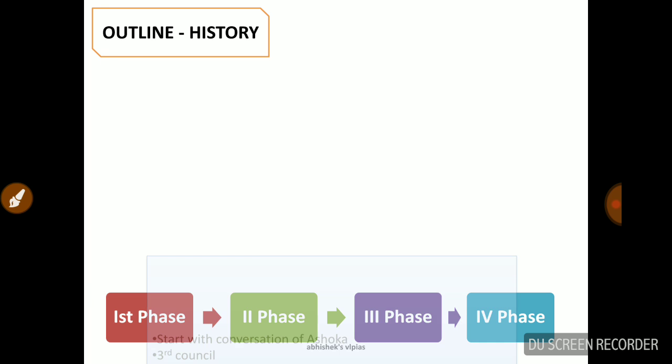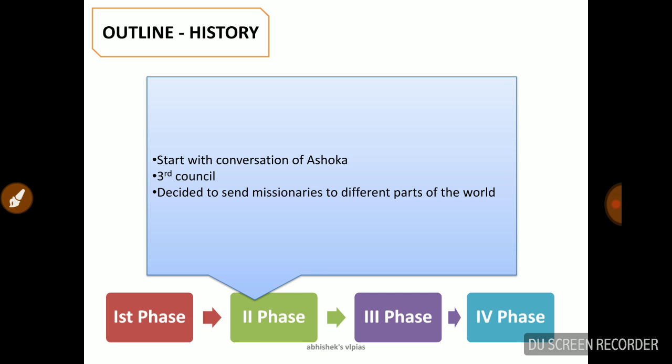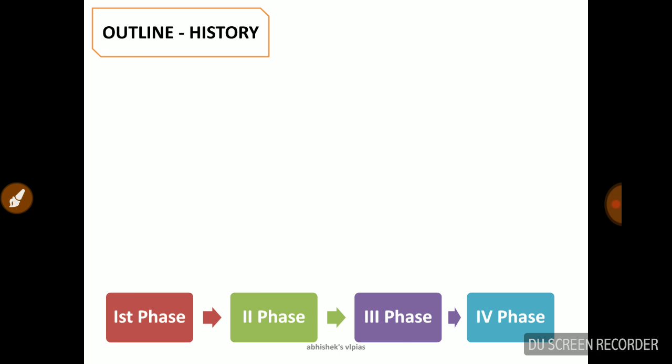Now we need to know about the second phase. The second phase starts with the conversion of Ashoka. It definitely has a connection with Ashoka, and the third council was initiated in the second phase. The council decided to send missionaries to different parts of the world to spread Buddhism. So that is the first phase and the second phase.